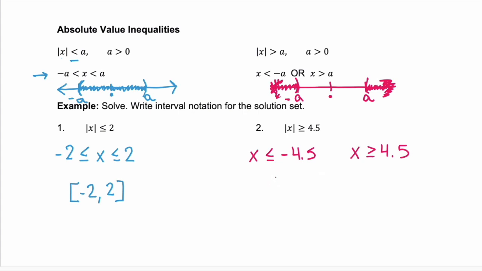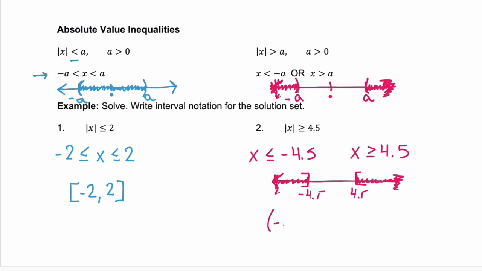And this might be easier to see if you put it on a number line. So if you have 4.5 and you have negative 4.5, this x less than or equal to negative 4.5 is going to be shaded to the left, and the greater than or equal to 4.5 is going to be shaded to the right. So it's going to give us 2 intervals.